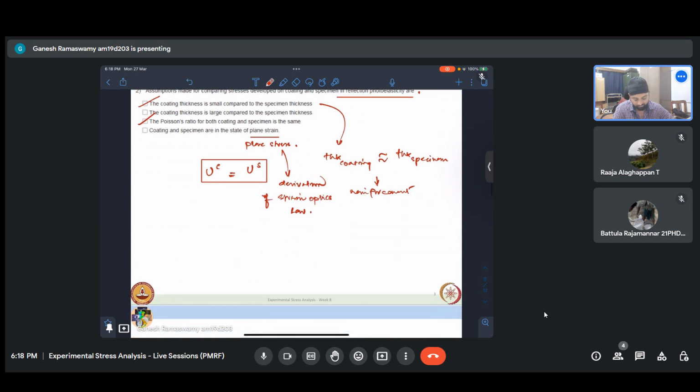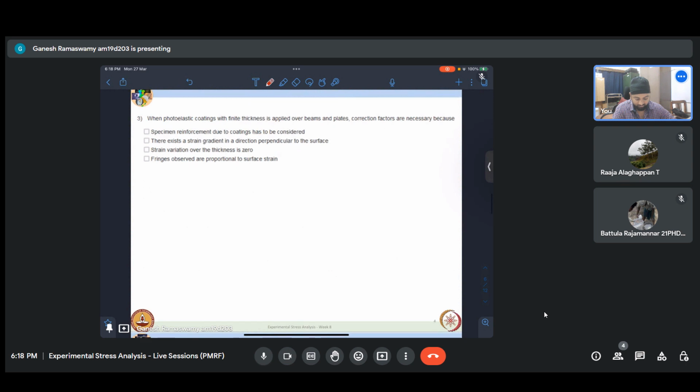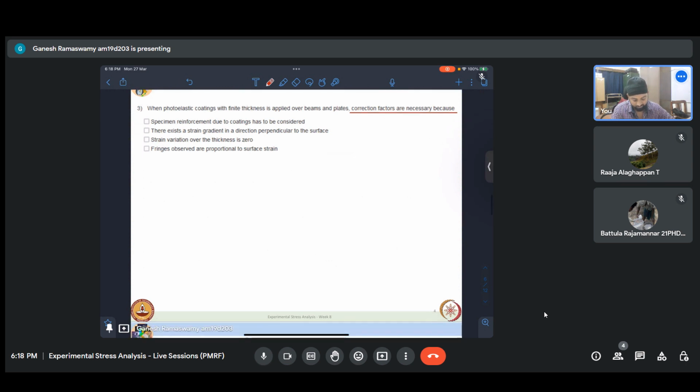So let us look at the next question. When photoelastic coating with finite thickness is applied over beams and plates, correction factors are necessary because of which effects essentially is what is being asked. So let us say that we have a beam and that it is loaded. Let us say that it's a 4-point bend beam. So essentially we will have the beam bent like that.